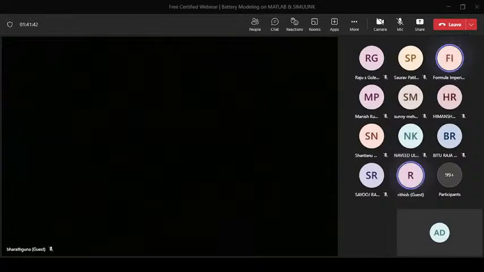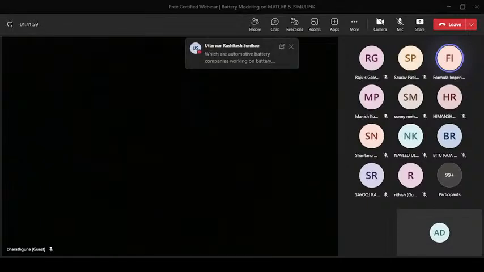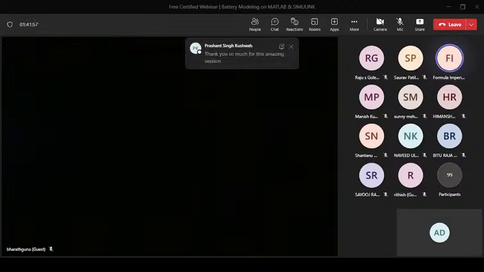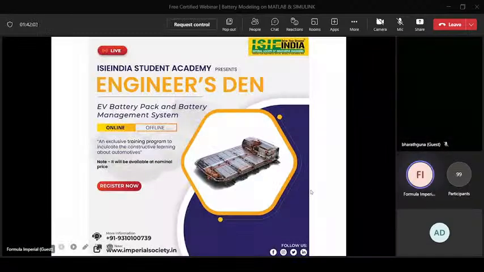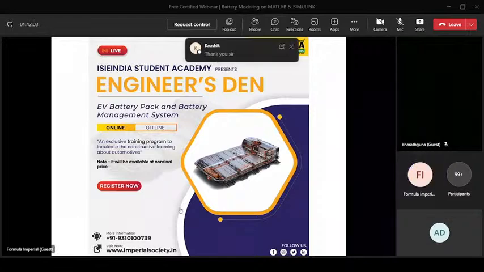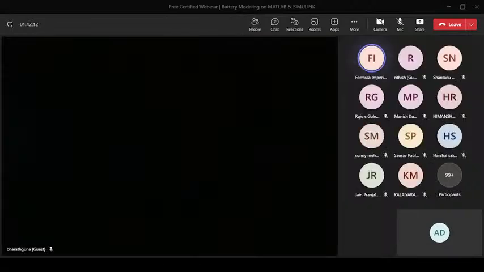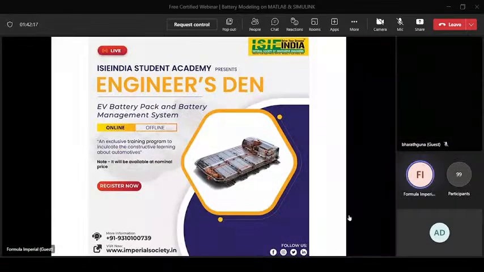Yeah, there is one more thing I need to inform the students. We are going to conduct a 2 days workshop on EV battery pack and the battery management system itself. This is going to be a paid workshop, for 2 days, and we'll cover a total of 10 hours.